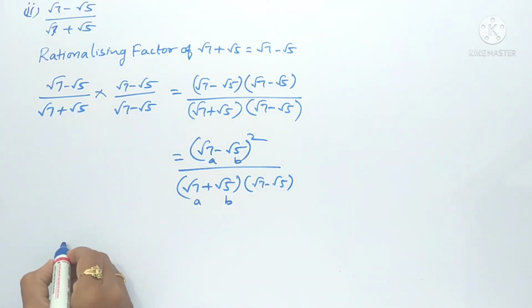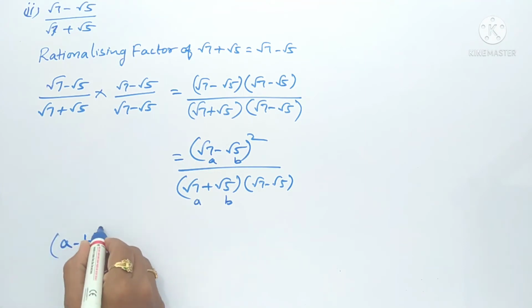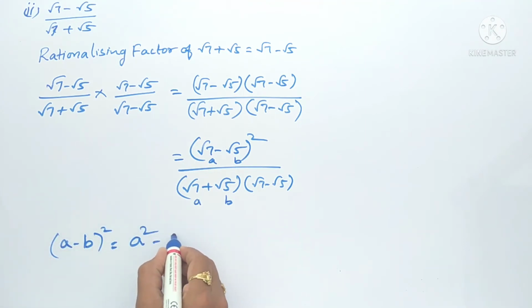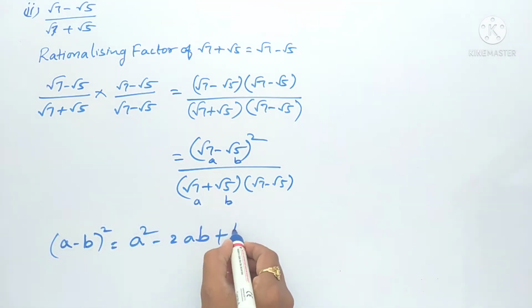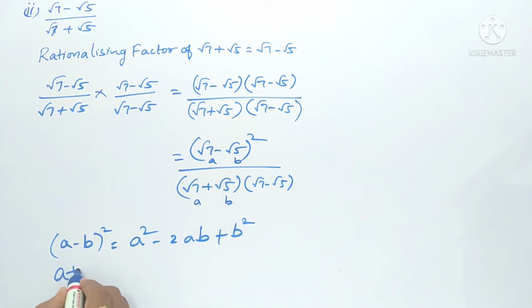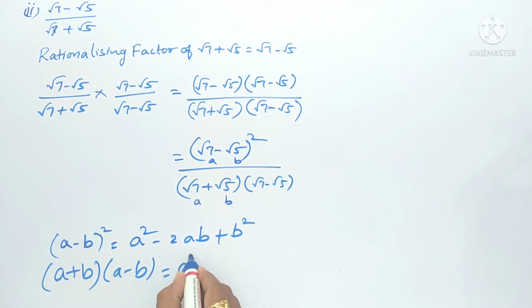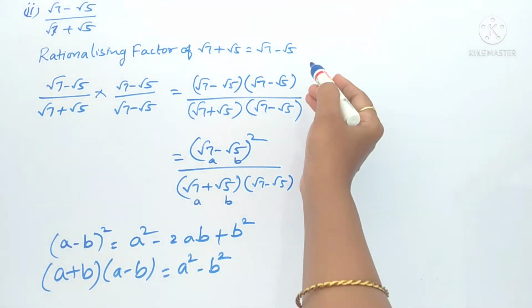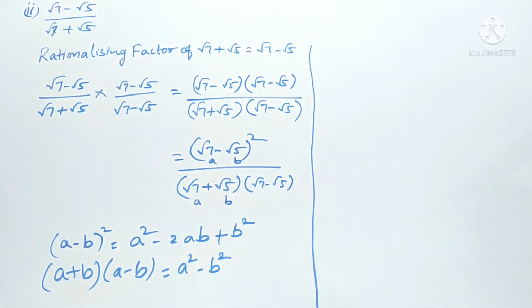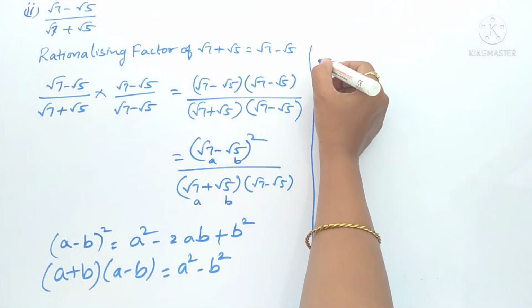So now we'll write the formulas. (a − b) whole square formula, what? a square minus 2ab plus b square. So (a + b) into (a − b) formula, a square minus b square. Okay, so we'll just substitute the values in the formulas.